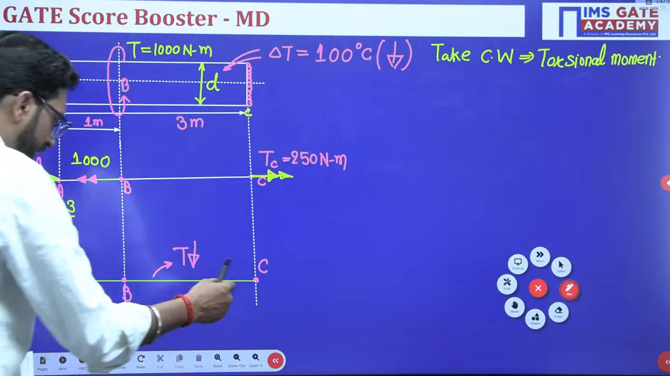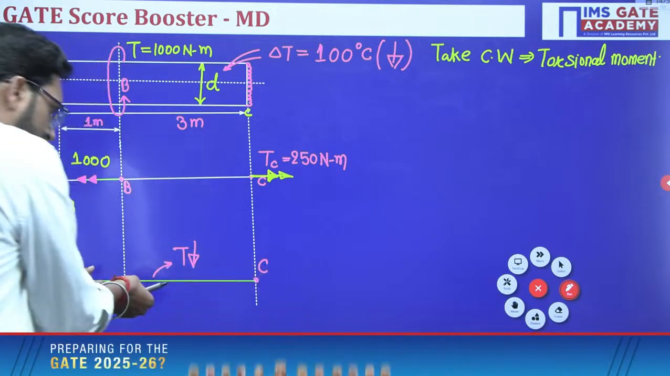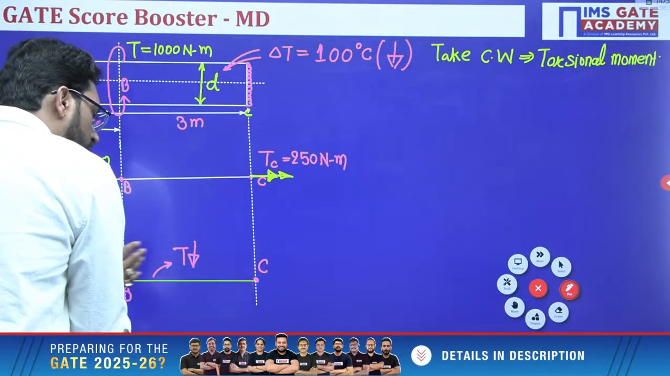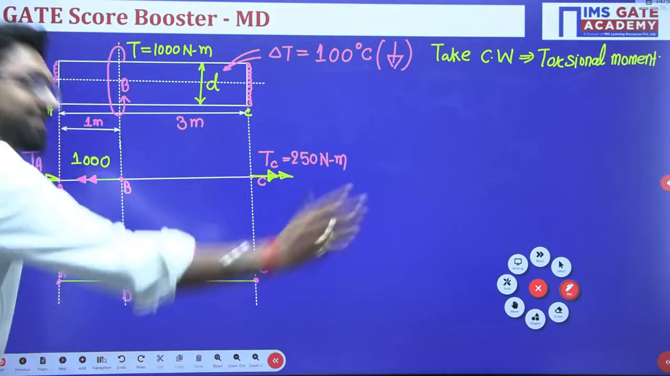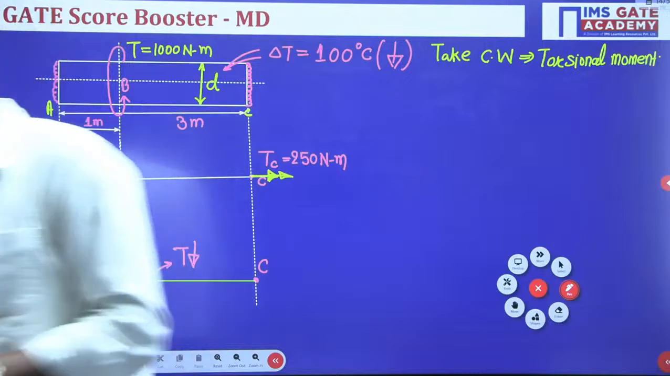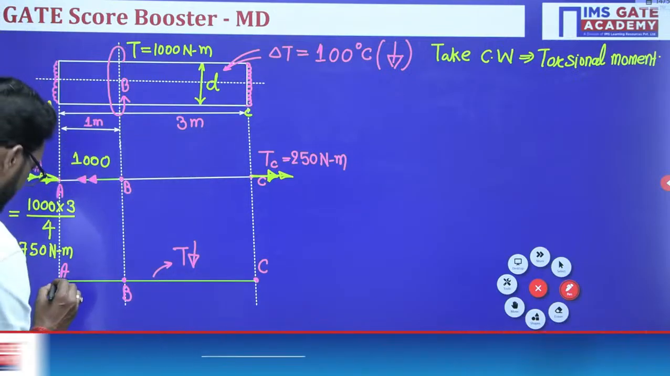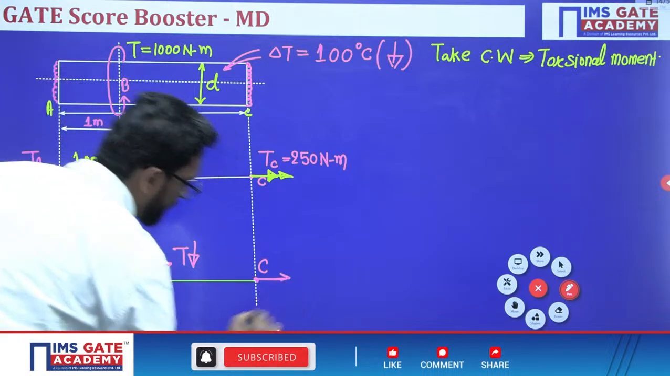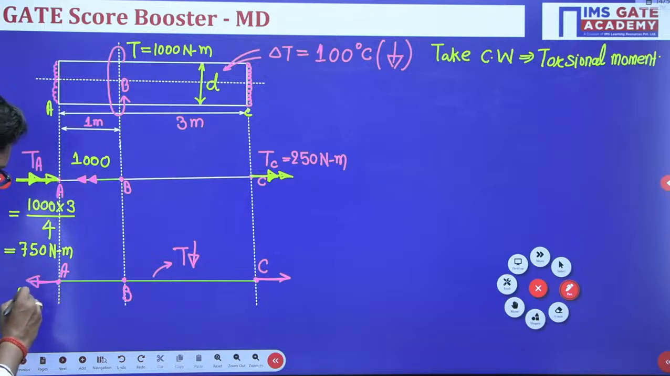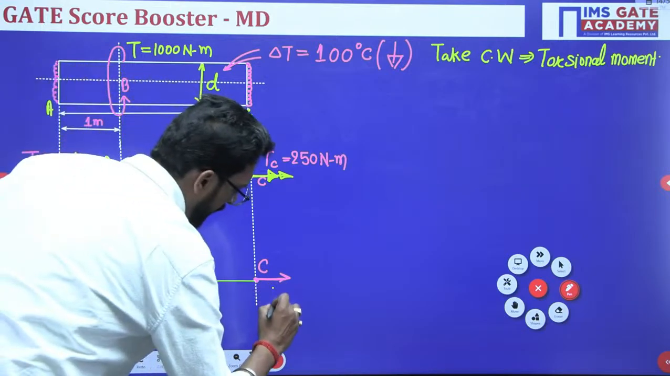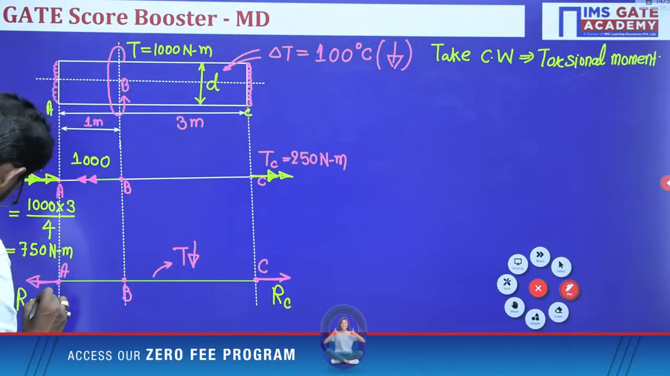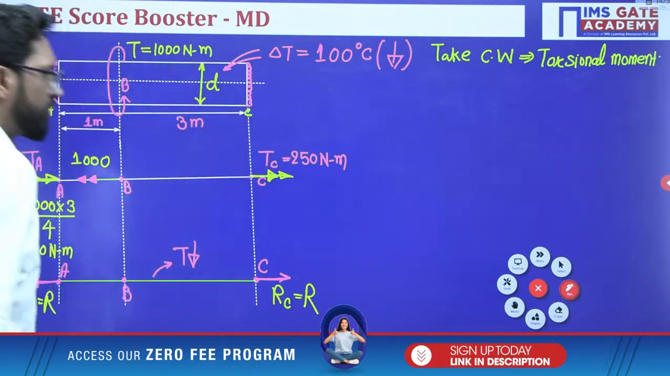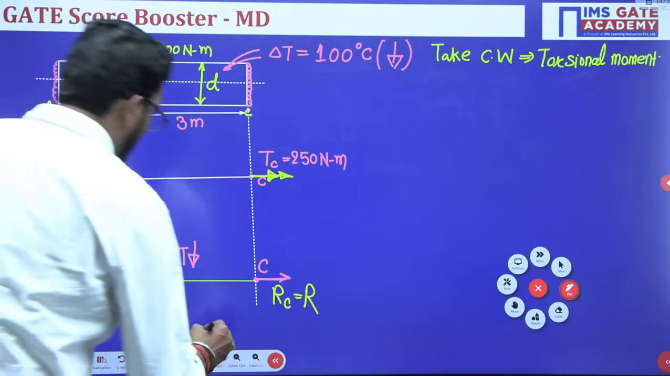As the temperature decreases, the bar tries to contract, but the rigid support does not allow it to contract. So at the rigid support, the reaction force is tensile in nature. At this point it is in this direction, and at this point it is in this direction. Let's suppose this is RA and this is RC, both of the same magnitude, R. This is the reaction. Now, what is R?